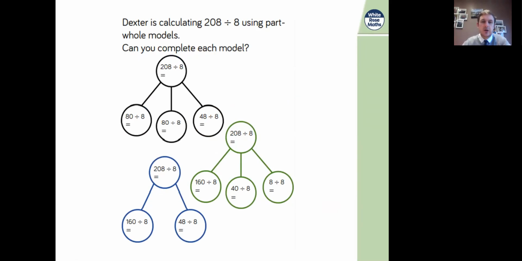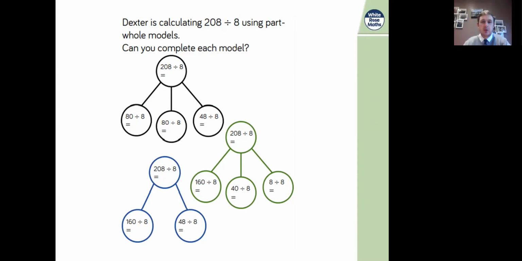A quick calculation to have a go at this morning to warm us up is 208 divided by 8. I'd like you to select one of those part whole models on there. You can see that they've been split up into different things. The black one has gone with 80, 80 and 48. The green one has gone for 160, 40 and 8. And the blue one has just gone for 160 and 48. So choose one of them and have a go at completing it, and play the video once you're done. Okay, off you go.